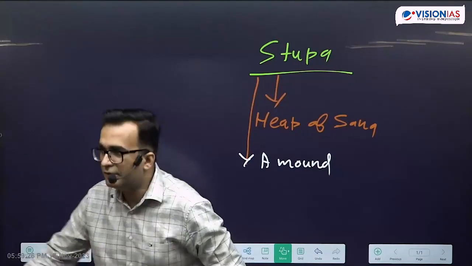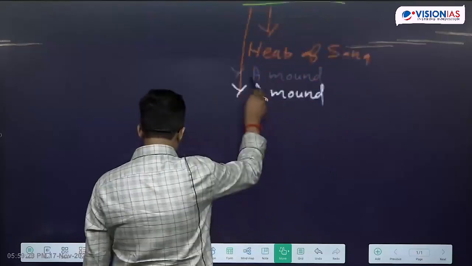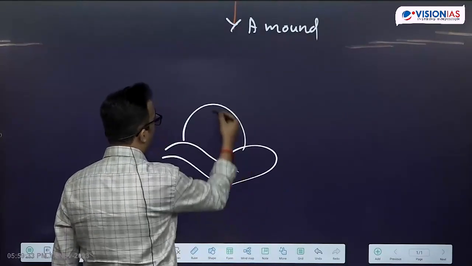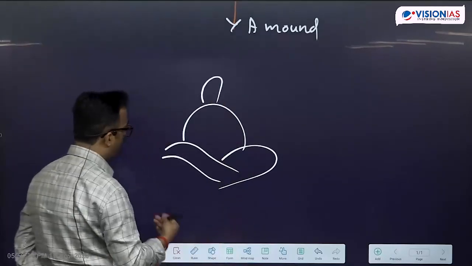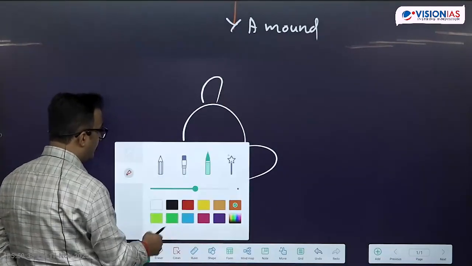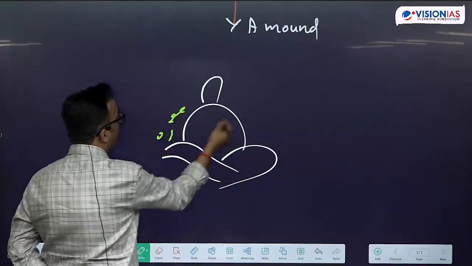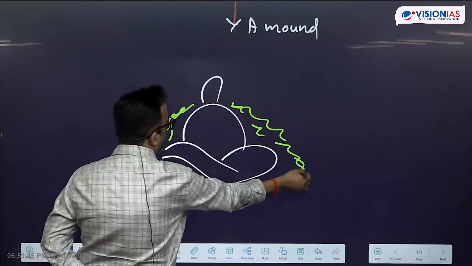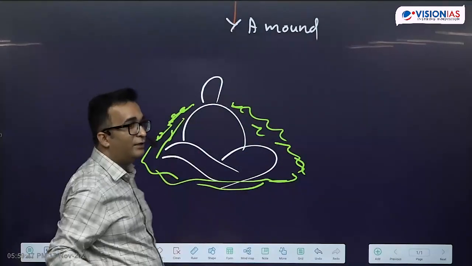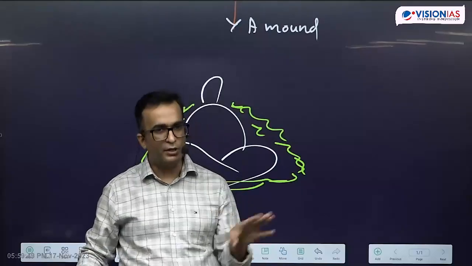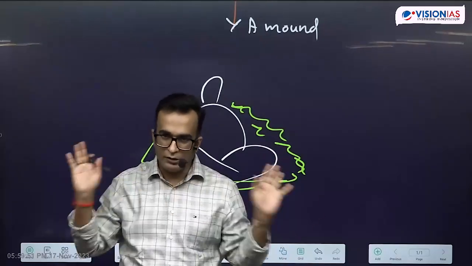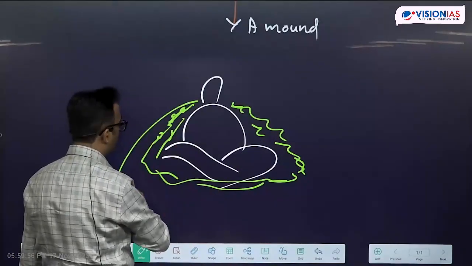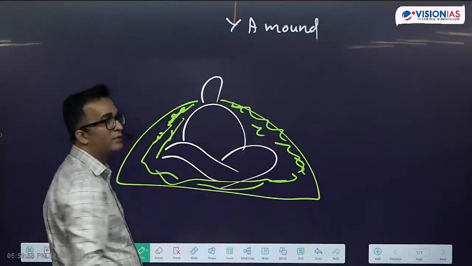Now, once the meditation is happening, just understand. This is an open area. They are meditating, and over a period of time, a heap of sand would get collected over their body. Take care. So a heap of sand was getting collected over their body. Finally, what happens? After 3-4 months, they are done with their meditation. They have got the divine knowledge, and then they are coming out of this stupa formation. So this heap of sand was called a stupa.